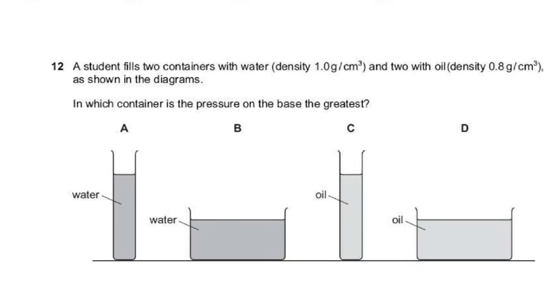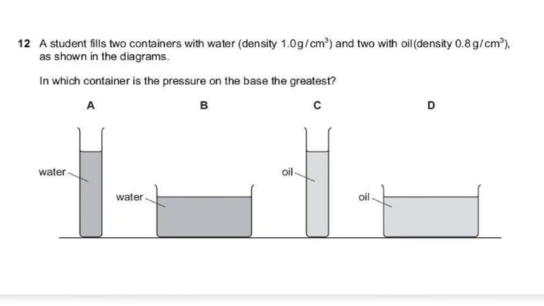All right, one more question here. This one deals with density. So we've got this student who fills 2 containers with water and 2 containers with oil. So this container and this container are the same kind of thing, and then this one and this one are the same kind of thing. So you've got water here, and you've got oil there and there. All right, and it tells you what the density is. Oil is 0.8 grams per cubic centimeter, and water is 1 gram per cubic centimeter. So which one is more dense? And the answer is water. Water is more dense.